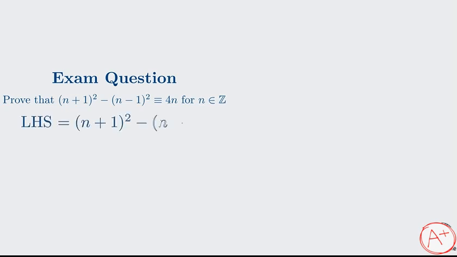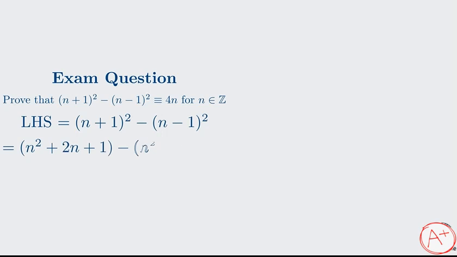Let's tackle an authentic IB-style question. We are asked to prove that the difference between the squares of two consecutive odd or even integers, represented here by n plus 1 and n minus 1, is always 4 times n. We start with the left-hand side.